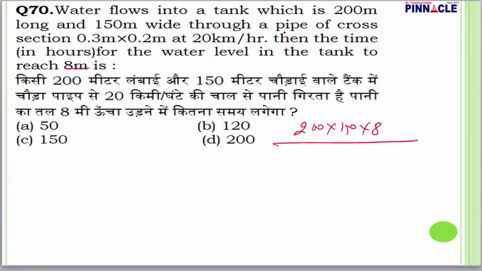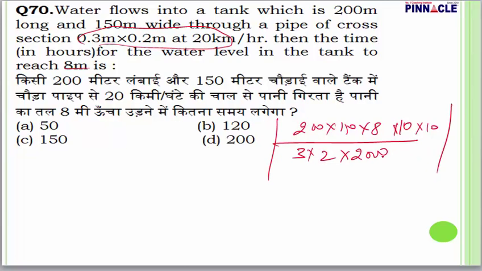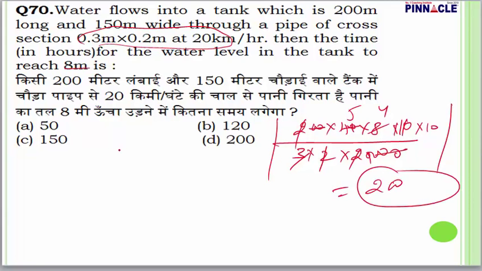And the volume of water through the pipe, at the rate of 20 kilometer per hour, would be equal to 0.3, you can write here 3 by 10, 2 by 10, because everything is in meter here, that is a better idea. Now 20 kilometer would be 20,000 meter in 1 hour. So this would be the number of hours, because we have divided the tank by the 1 hour capacity, then we will get the number of hours. That should be equal to 200, D should be the answer. In 200 hours the tank will be filled.